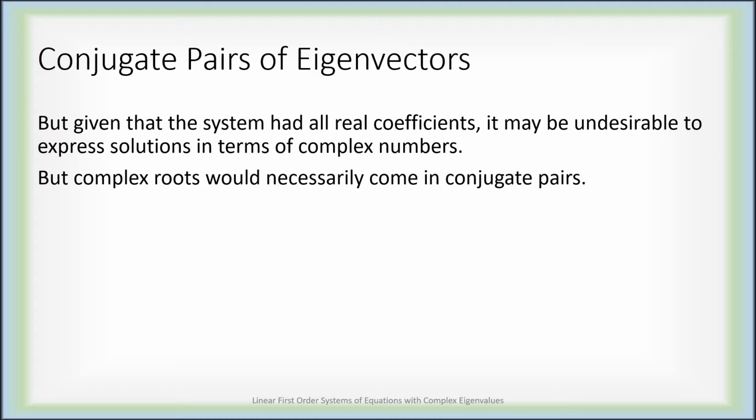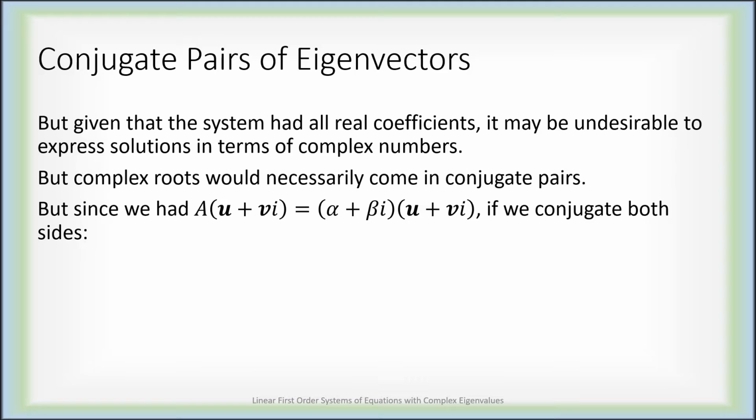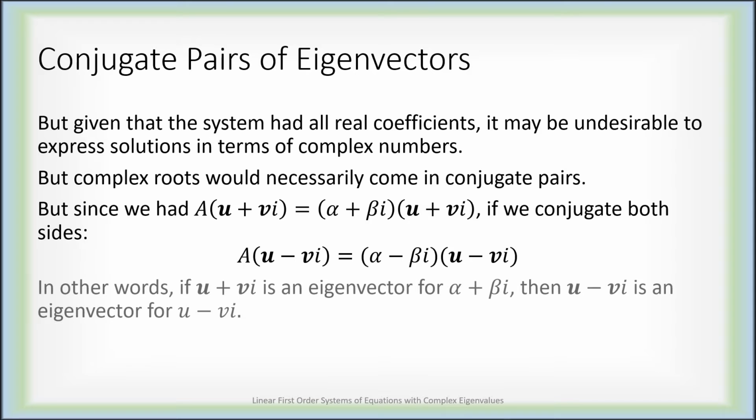Complex roots necessarily come in conjugate pairs, alpha plus or minus beta i. And since A times (u plus vi) was (alpha plus beta i) times (u plus vi), if you apply complex conjugation to both sides, noting that the matrix A has all real numbers and therefore is its own conjugate, you get A times (u minus vi) equals (alpha minus beta i) times (u minus vi). That's to say, if you have a complex eigenvector with a complex eigenvalue, then the conjugate of the eigenvector corresponds to the conjugate of the eigenvalue.